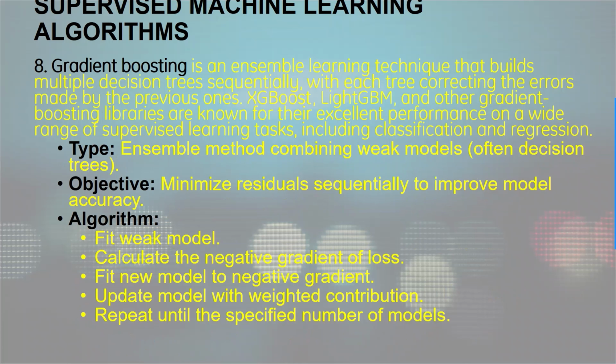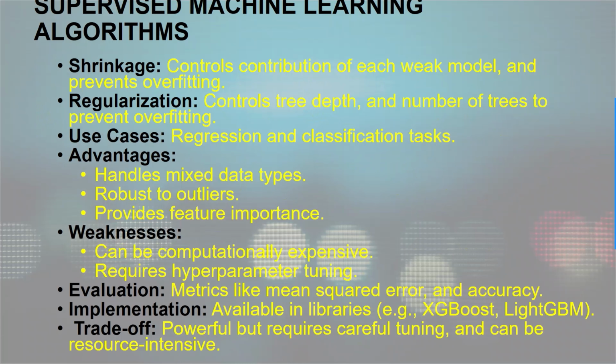Then we have the algorithm, which is to fit a weak model and calculate the negative gradient of the loss. Then we fit a new model to the negative gradient, update the model with a weighted contribution, then repeat until the specified number of models. Next, we have shrinkage, which controls the contribution of each weak model and prevents overfitting. Then we have regularization, which controls the tree depth and number of trees to prevent overfitting.